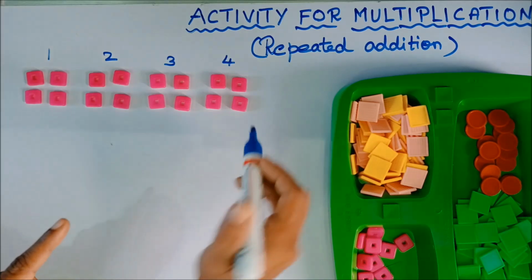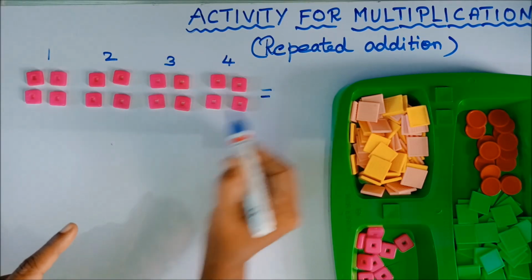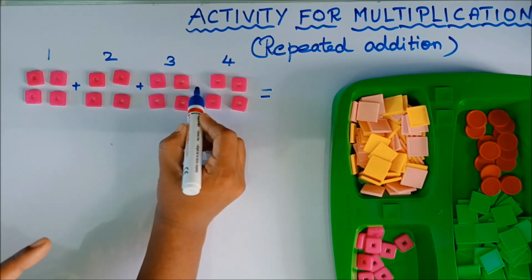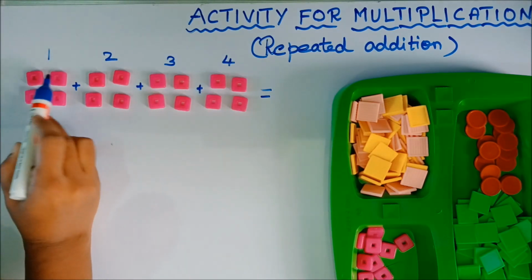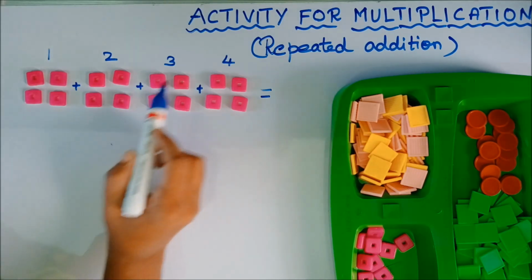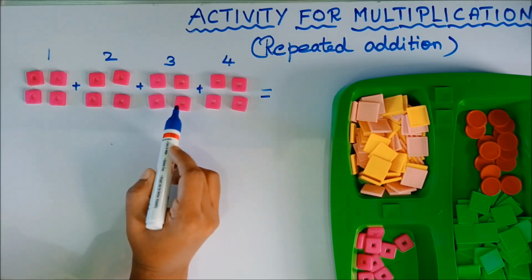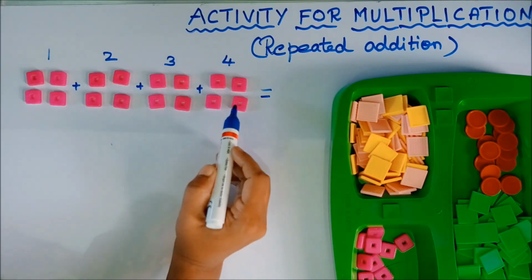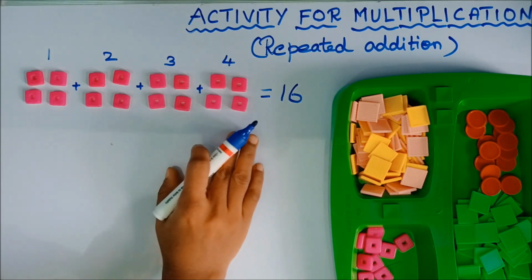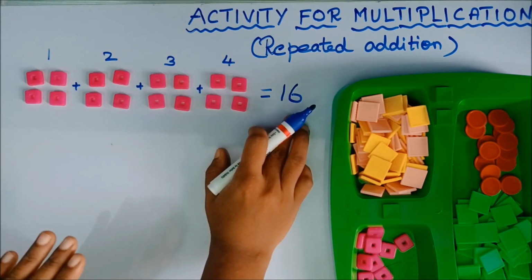Okay. Now we are going to find out the total number of pieces. So you have to add all the pieces. So 1, 2, 3, 4, 5, 6, 7, 8, 9, 10, 11, 12, 13, 14, 15, 16. So we have found out that we have 16 pieces in total.